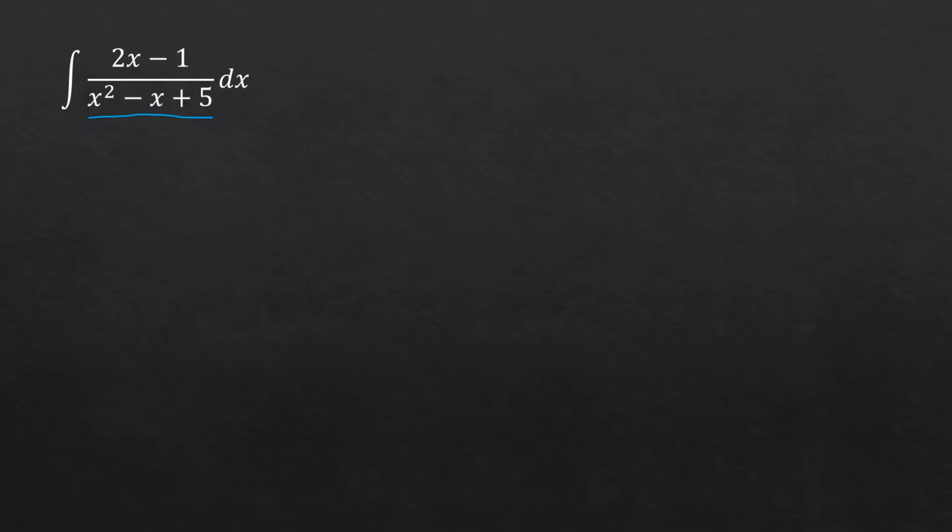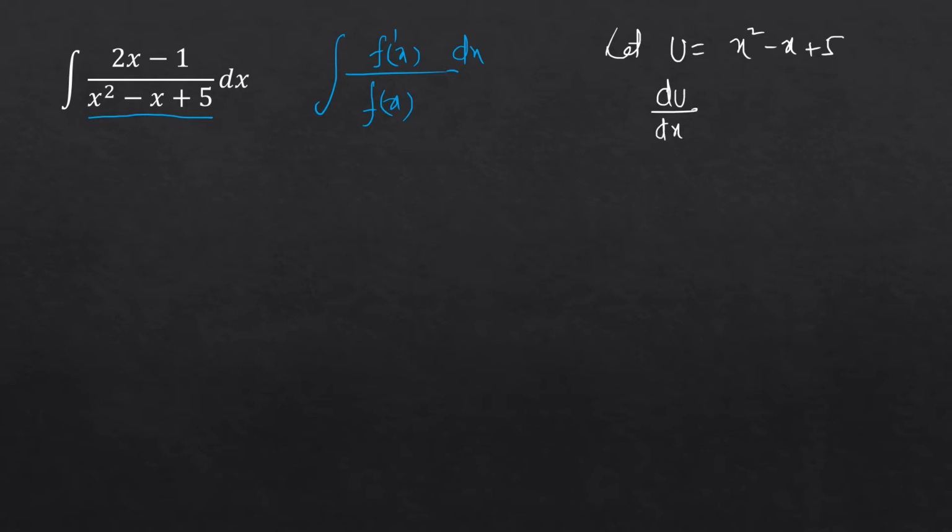So if you have a case where the derivative of the function is in the numerator and the function is in the denominator, we can easily use something called substitution. So we will use substitution for finding this integral. In order to do that, first we will write: let u is equal to x square minus x plus 5. So I will differentiate both sides with respect to x. This will give us 2x minus 1. So it implies that du is equal to 2x minus 1 times dx.